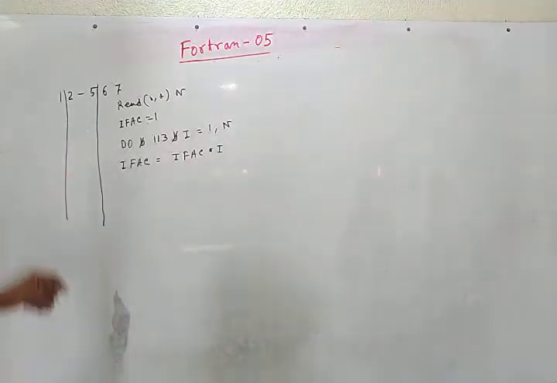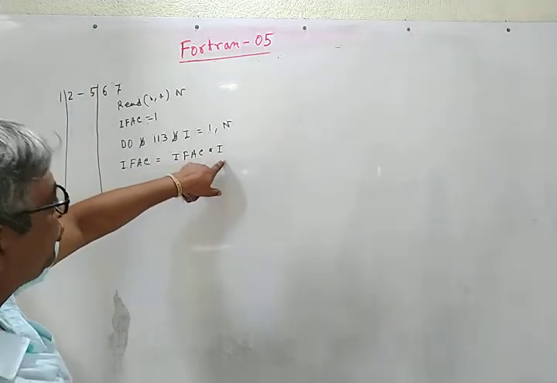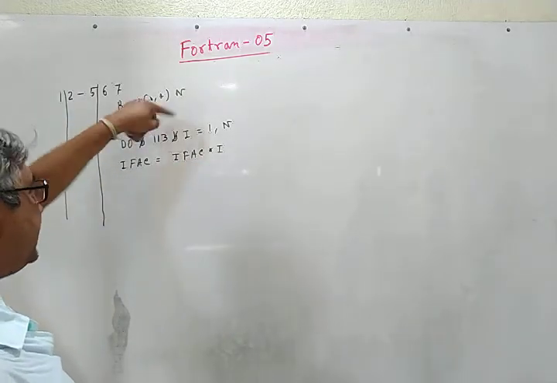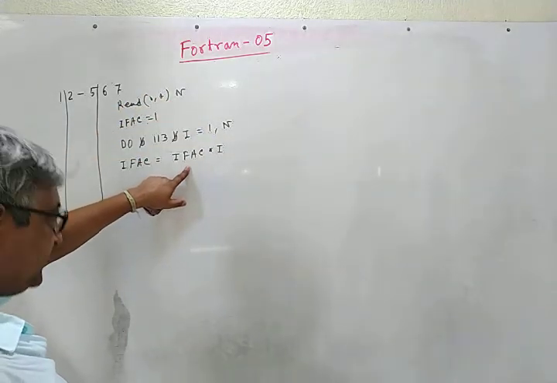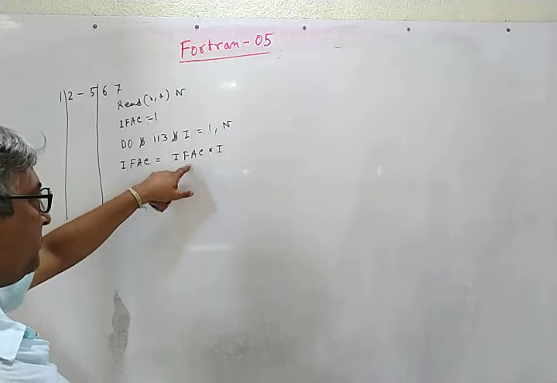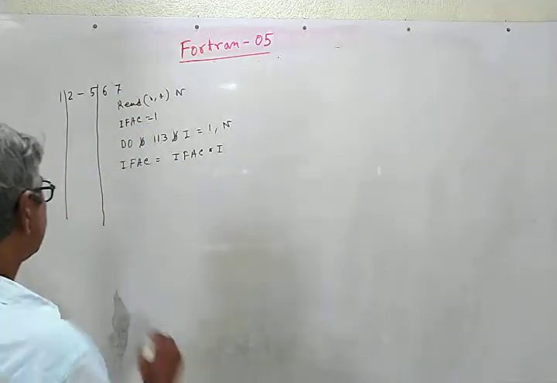in the first step. What it does, I fac is equal to 1, then 1 into 1 is 1. In the next step, I is 2, so it multiplies 1 with 2, it is 2. In the next step, it multiplies 2 with 3, so that is 6, factorial 3, and the process continues.